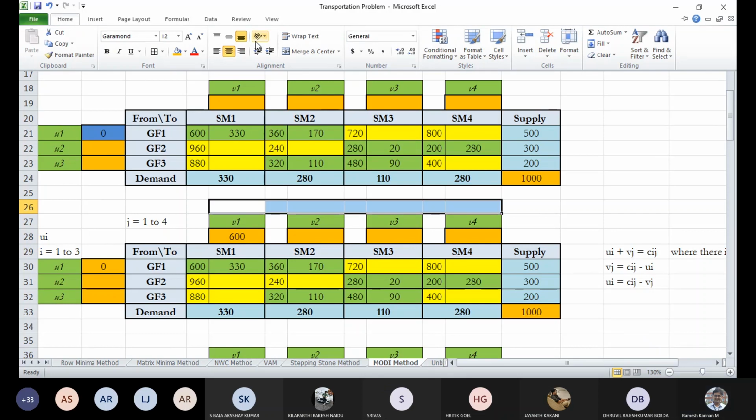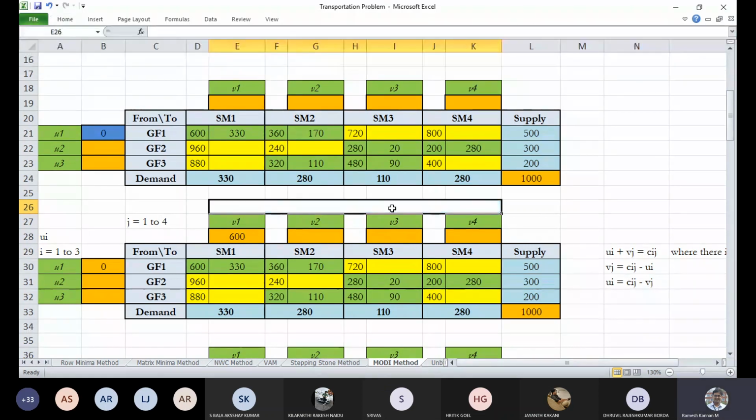Again, it's called vj, right? So the entire chunk is vj, and j ranges from 1 to 4. So we have 4 demand areas or destinations, like v1, v2, v3, and v4, right? So u is 3, i equals 1 to 3, j equals 1 to 4, and the final is that, right?